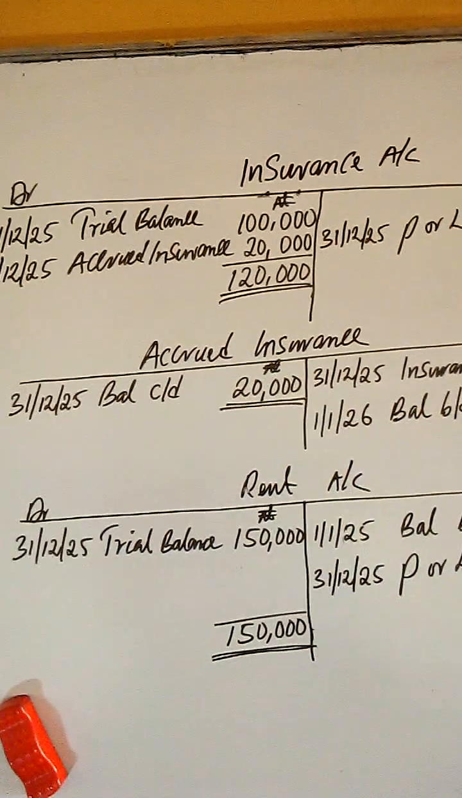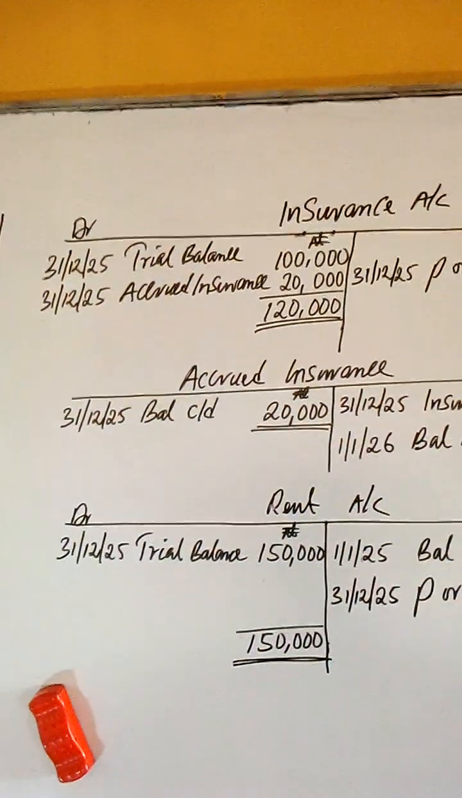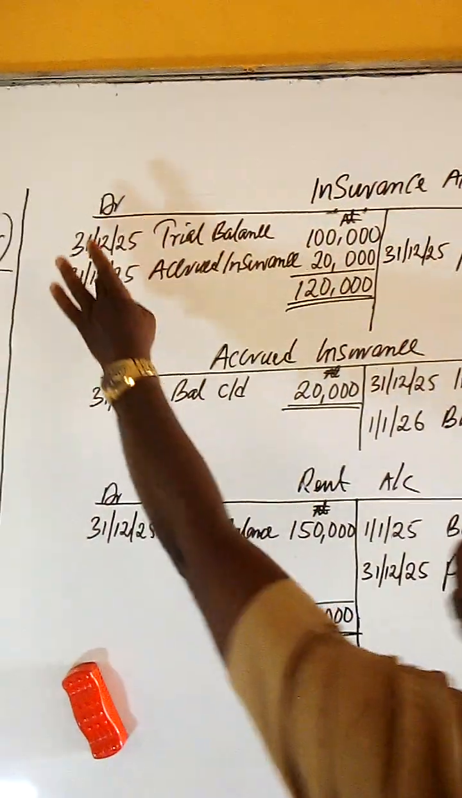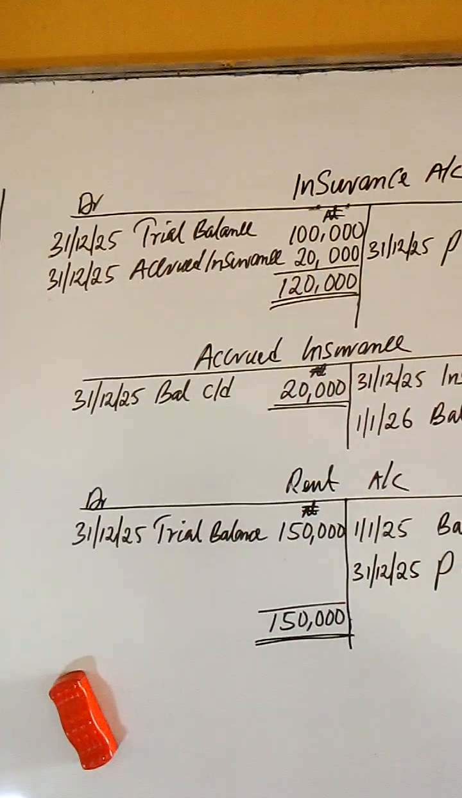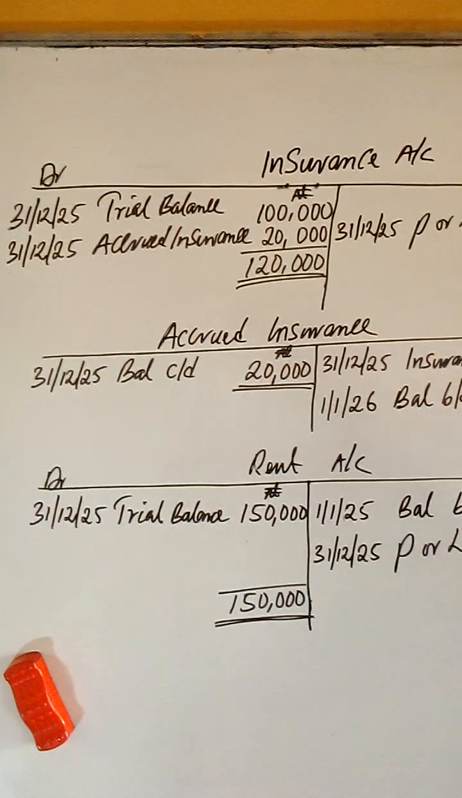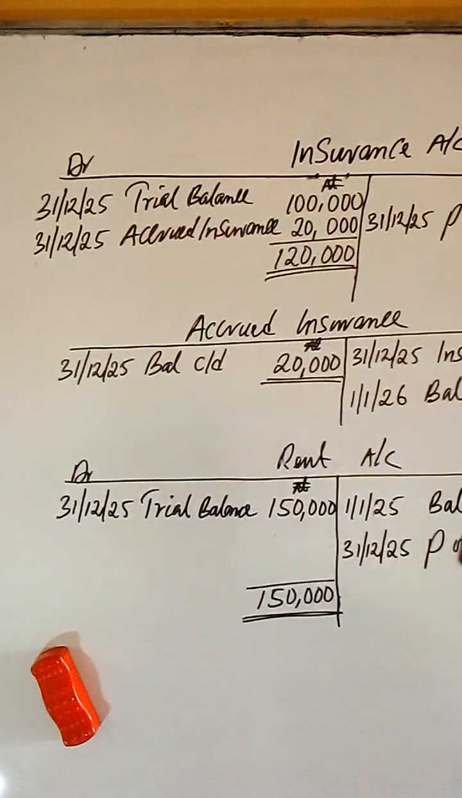Inside the new insurance account, the first thing you take is the balance that was found in the trial balance. We now say at the 31st of 2025, the trial balance reports 100,000 that was paid for insurance. Why is it debited? Because insurance in the trial balance is debited, and that is why here you debit it.